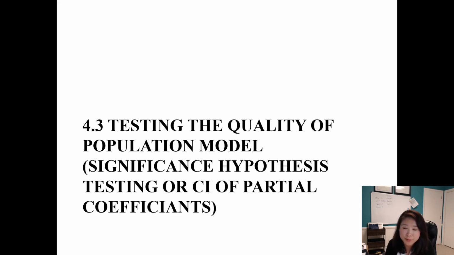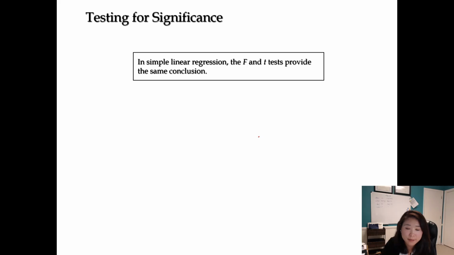We have two potential methods. One is called significance hypothesis testing. Another method is called the confidence interval of partial coefficients. The reason we call it partial coefficient is because now we're dealing with the multiple regression model. We no longer call beta 1 the slope. Instead, we call betas partial coefficients. So that's why we call it the confidence interval of partial coefficients. So let's look at our methods.